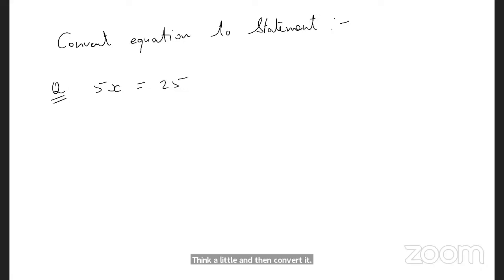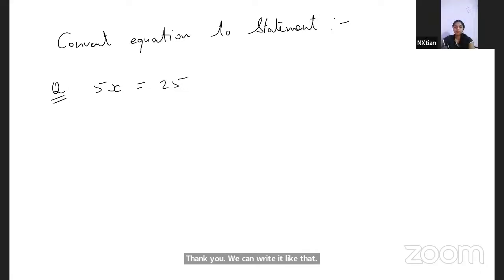Yes, Andrew. Ma'am, an integer multiplied with 5 equals 25. Any integer multiplied with 5 equals 25. Okay, we can write it like that. Anybody else wants to say? Ma'am, and x equals to 5. Yes, that's good. Yes, Simeon?